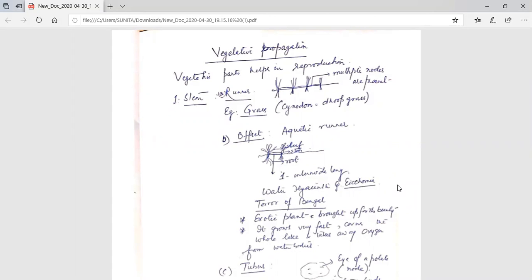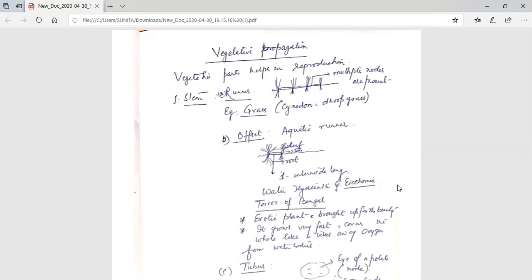It's another way of asexual reproduction in plants. Vegetative propagation means that plant parts such as root, stem, and leaves are involved and help in reproduction. That means here again there is no gamete formation. That is why it's one of the ways of asexual reproduction. Vegetative parts means here we will be talking about stem, root, and leaf.